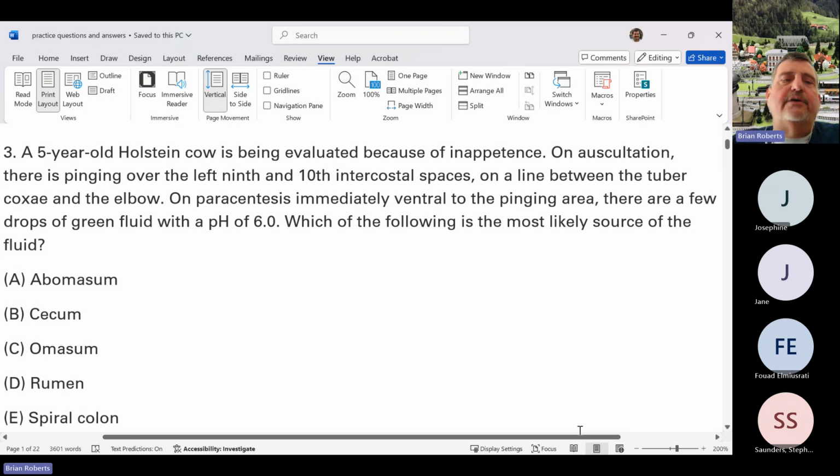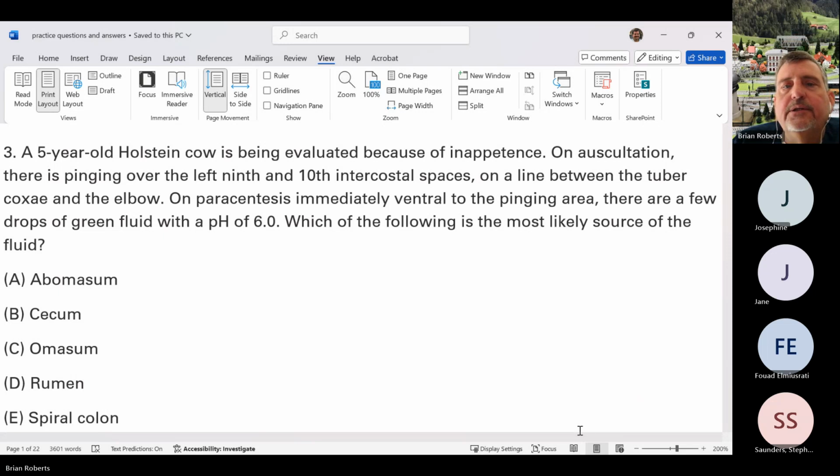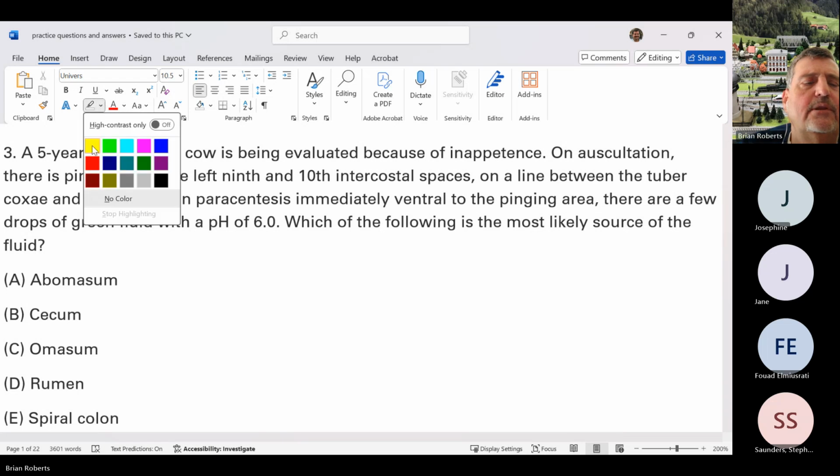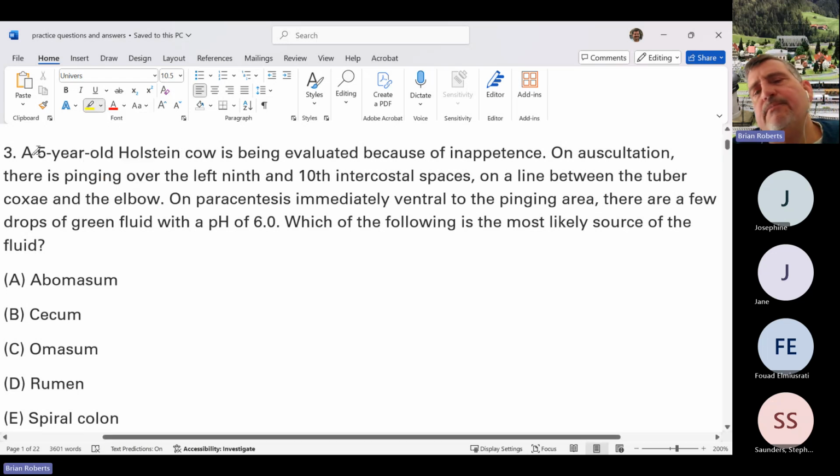Okay, so here we have a 5-year-old Holstein cow being evaluated because of inappetence. The other thing I recommend you do is highlight stuff, because you take the exam on ExamSoft. With this stem, or question, we get a lot of information here, so I want to make sure I'm paying attention to the important stuff.